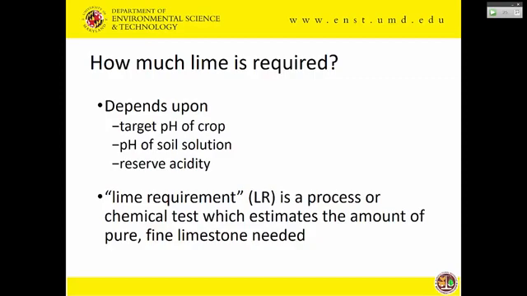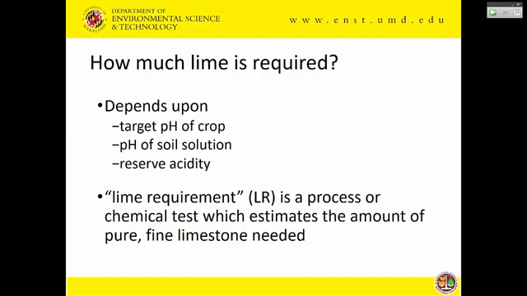So you have to take into account the target pH of the crop. We just talked about some of them. The pH of your soil solution, and that's what you usually see on your soil test form where it says pH or pH water, and then your reserve acidity. Now, that may or may not be directly stated on your soil test report, but they should give you some indication of how much lime is required.